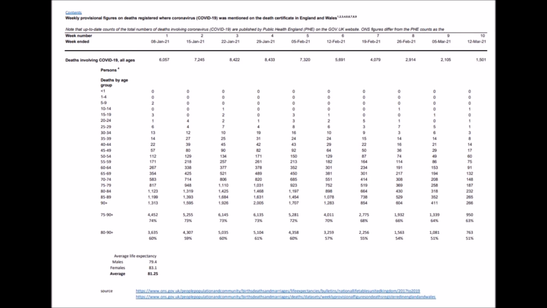We're not going to comment on that. I think it's worth having a look at the rest of that table, isn't it? And just looking at the age ranges of people who are actually dying from this virus.